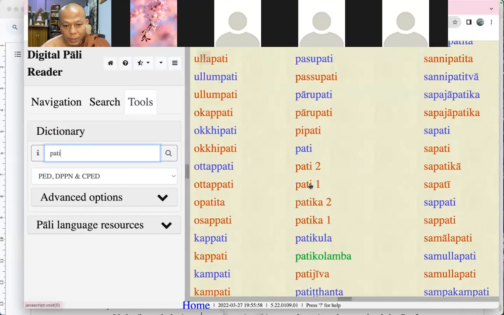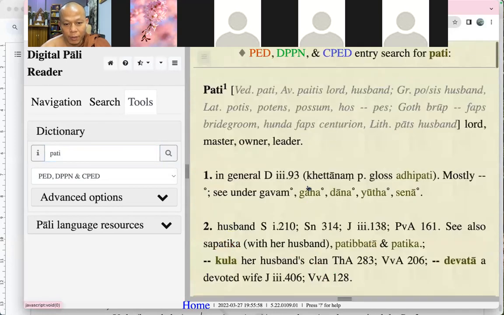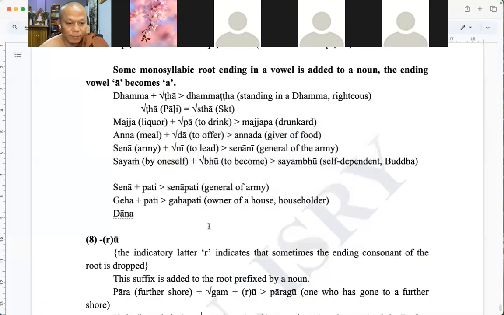So here two Bati, you see. One Bati may be a prefix. This one here, you see, Bati, means master, owner, leader, lord. So it's a noun. So Dana and the Bati, so Dana Bati.